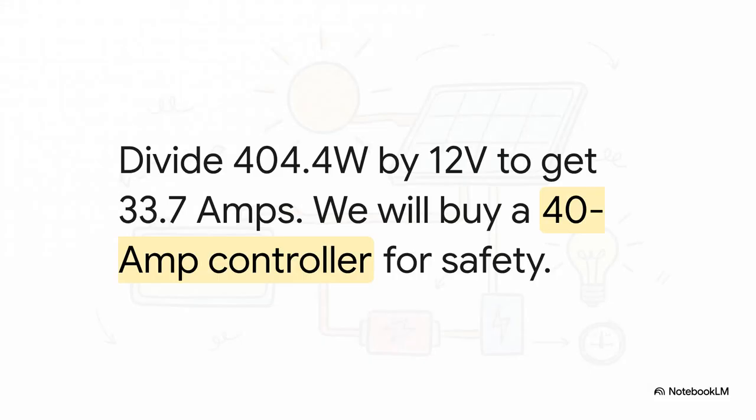Step 3, the solar charge controller. This device regulates the power coming from the panels down to the battery, and they are rated in amps. So, we take our total solar array wattage, which was 404.4 watts, and divide it by our 12-volt system size. The result? 33.7 amps. This tells us we need a controller that can handle at least 33.7 amps. To be perfectly safe and to leave a little room for future expansion, we should definitely size up and buy a 40-amp solar charge controller.